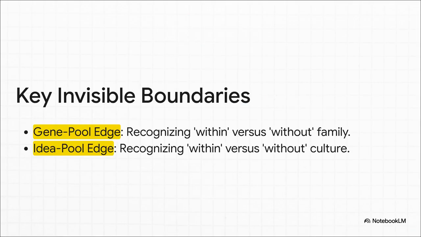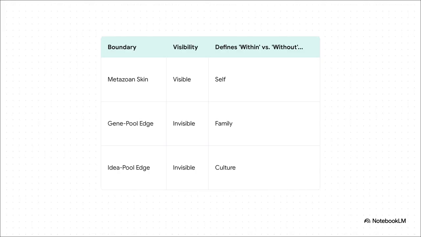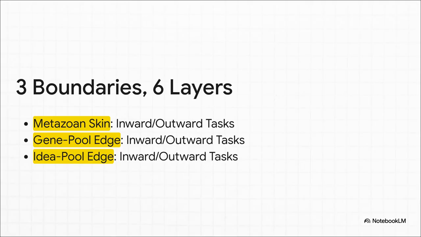So this framework suggests there are two other fundamental symmetry breaks. First, you've got the gene pool edge, that gut feeling, that intuitive line we all draw between who's family and who isn't. And second, there's the idea pool edge, the boundary that separates our culture from another culture. This table really lays it all out pretty clearly. You've got that one visible boundary, your skin, that defines the self versus the world. And then right below that, you have two incredibly powerful, invisible boundaries, the one that defines family and the one that defines culture.